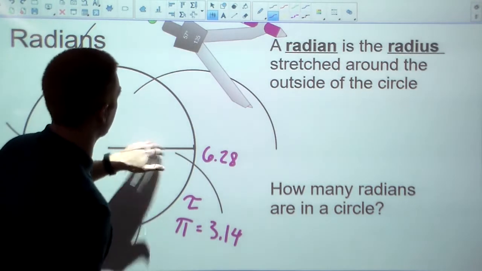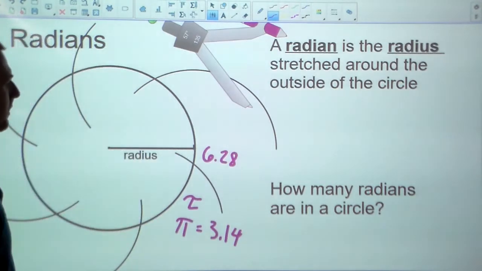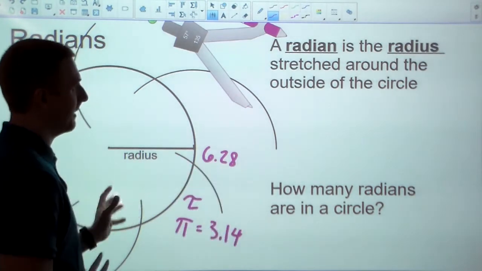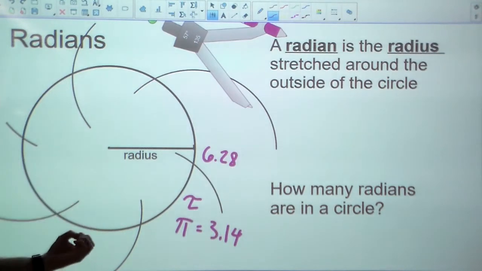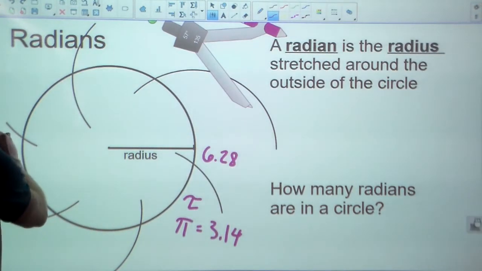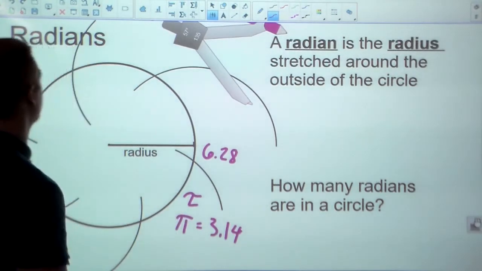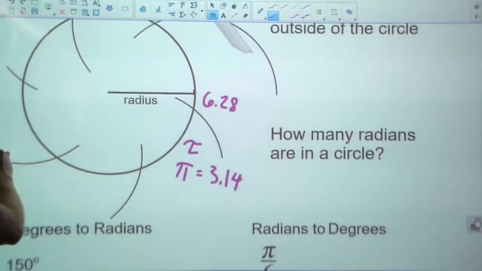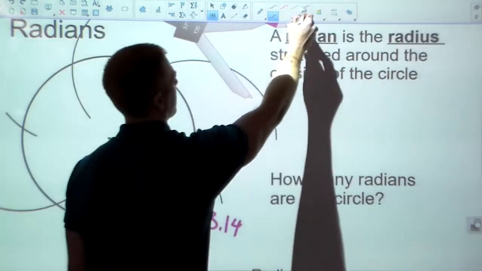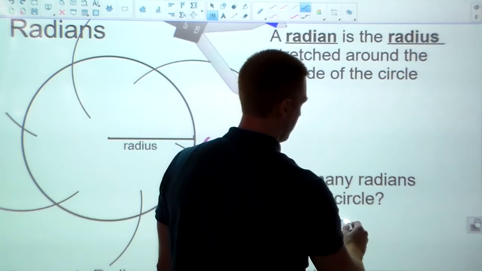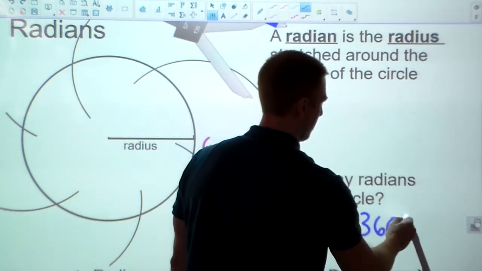If you stretch the radius around the edge of a circle, it goes about 6.28 times. So there are about 6.28 radians in one lap around the circle. Usually, instead of saying tau, we say 2 pi. But some people like to use that letter tau. So how many radians are in a circle? I guess I should answer that. You have 2 pi radians in a circle, which is equal to 360 degrees.